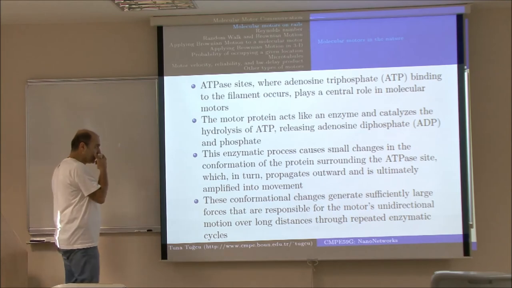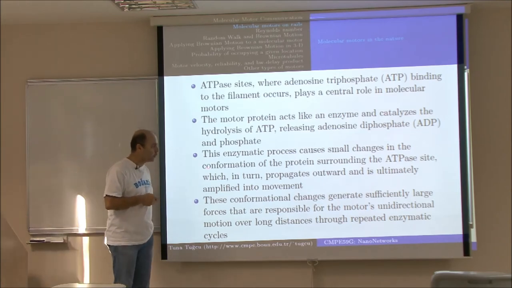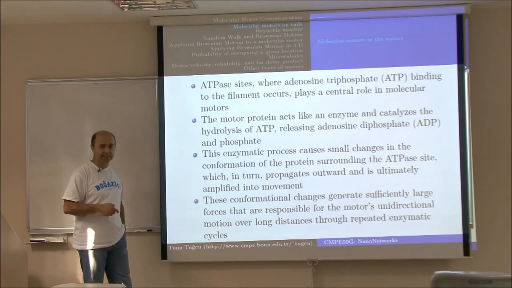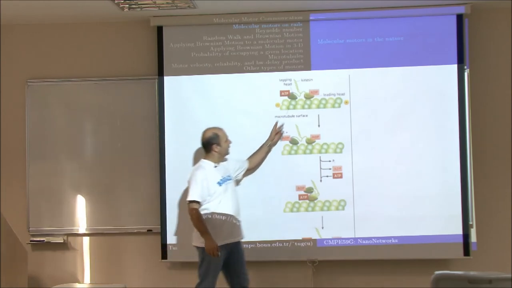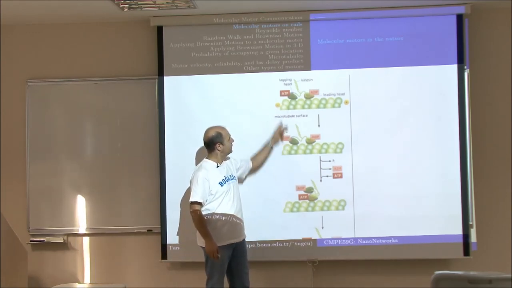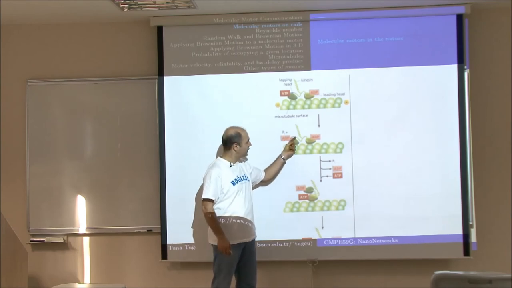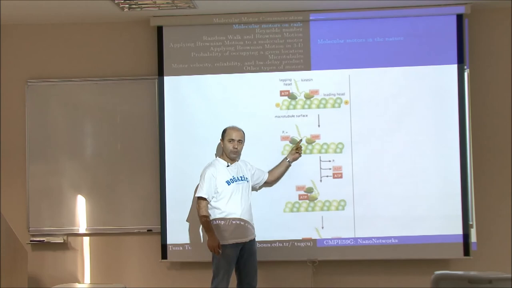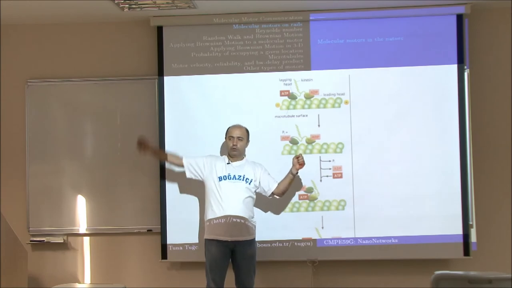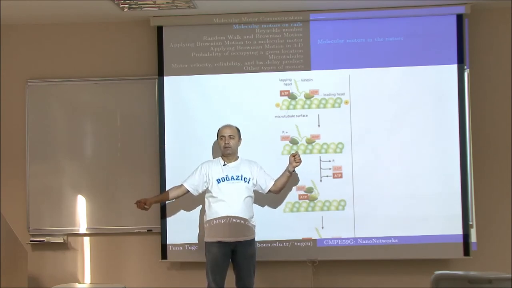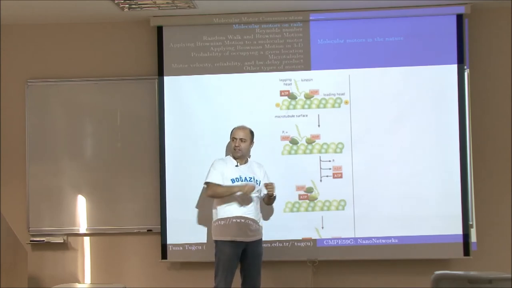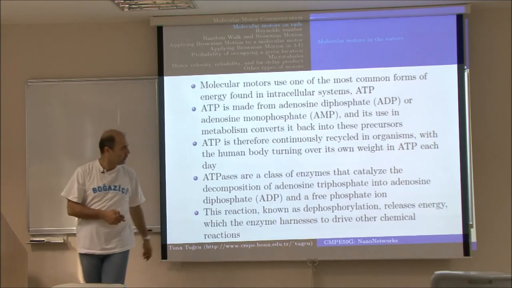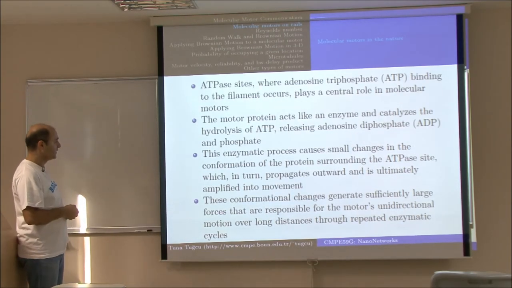This enzymatic process causes small changes in the conformation of the protein surrounding the ATPase site. What that means is the following. Going back to that figure, this phosphorylation event, like ATP turned to ADP here, causes a change in the conformation of this molecule, which causes a movement. The conformation, the shape, changes. When the shape changes, the leg moves forward. This is how it moves forward. So that phosphorylation event is pretty important.